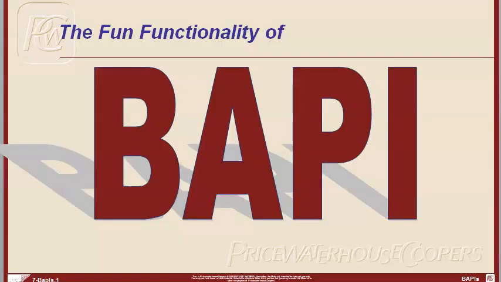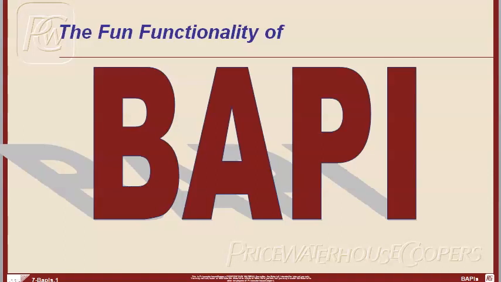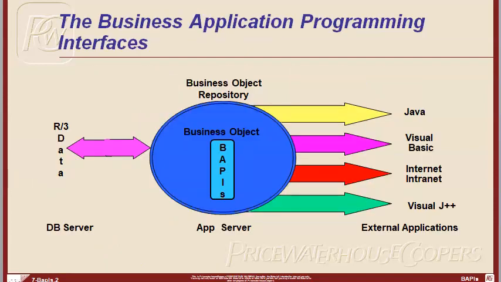BAPI stands for Business Application Programming Interface. In this Business Application Programming Interface, we can exchange the data between SAP systems and non-SAP systems. On the SAP system, we have R3 data. R3 means real-time 3-tier. So real-time 3-tier data, that is SAP data, is exchanged with non-SAP systems like Java, Visual Basic, Internet, Visual J++. Between these two systems, business objects will be in between.